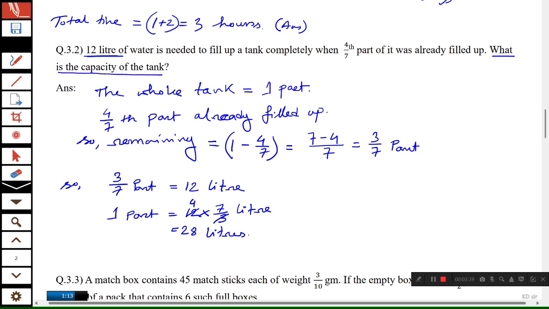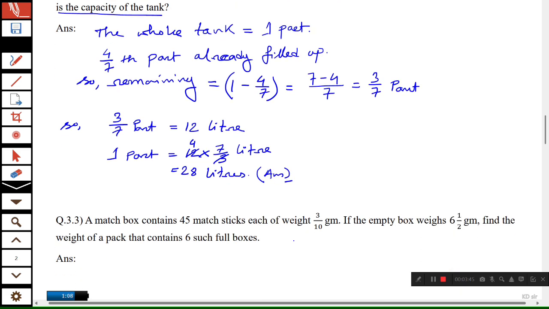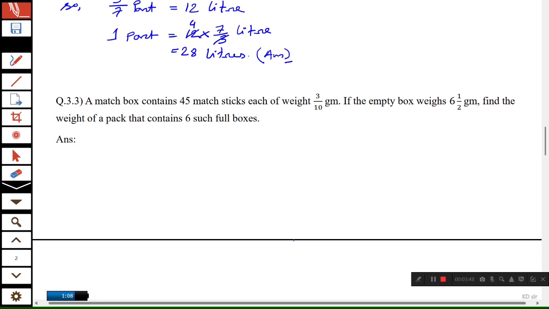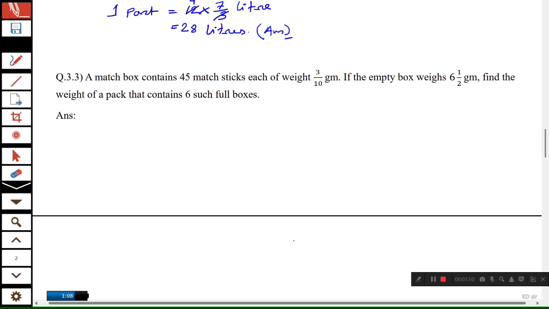So what is the capacity of the tank? So this is the total capacity. So this is the capacity of the tank. Okay, clear? Next question. A matchbox contains 45 matchsticks, each of weight 3 by 10 gram.